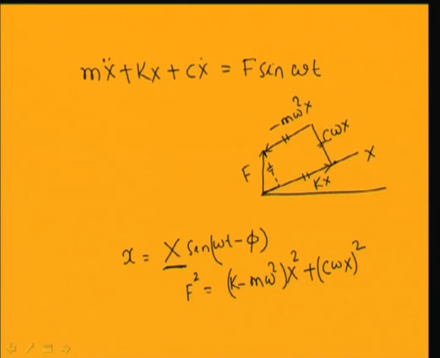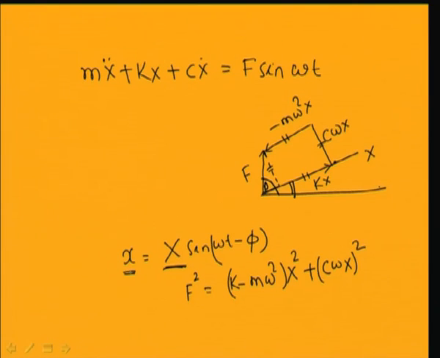So, this angle is omega t and this angle is phi. As this angle is phi, this angle is omega t minus phi. So, this x, that is the displacement, makes an angle omega t minus phi with this reference line. This x, equal to small x, that is the response of the system, equal to capital X sin(omega t minus phi).